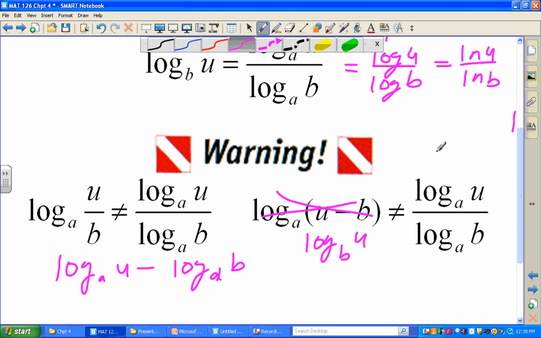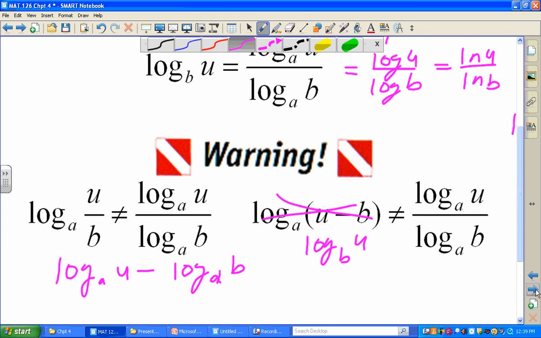Okay, that's the change of base we just talked about up there, to punch it out, and the log of a quotient. Anyway, I like the warning signs. They should put more of them in the books.